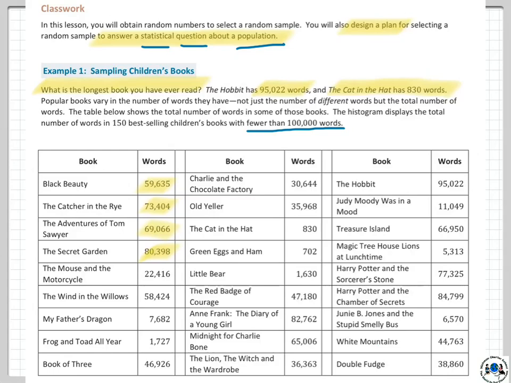Let me look for another one here. Green Eggs and Ham, 702. Treasure Island, Magic Treehouse, Lions at Lunchtime. So like a second, third, fourth grade book, about 5,300 words. Here's our Harry Potter again, coming close to The Hobbit, nearly 90,000 words. So you can see these are a lot of popular books here, and the number of words in them.